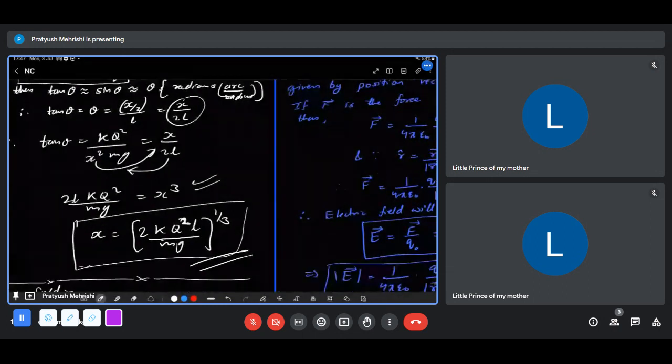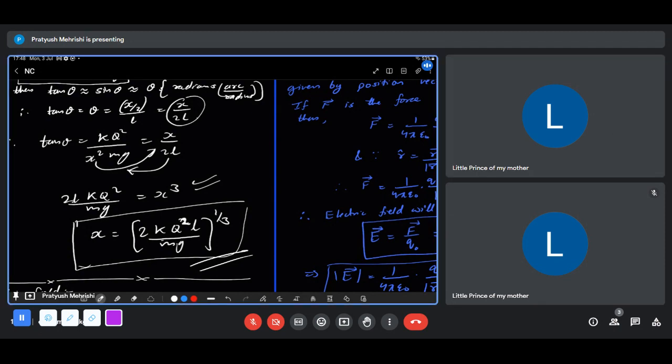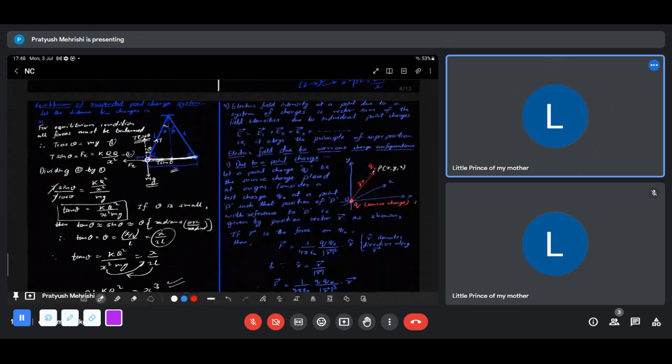Got it now? See, this formula is not to be memorized. If you can memorize it, then better. But the procedure is very, very important. In all the questions, we will be applying the procedure only. Okay, yes, sir. Fine. Take it down. So copy it, sir. Fine.